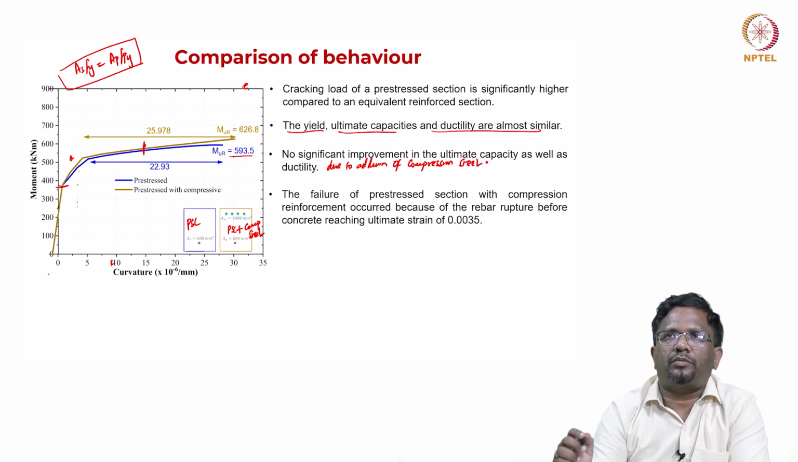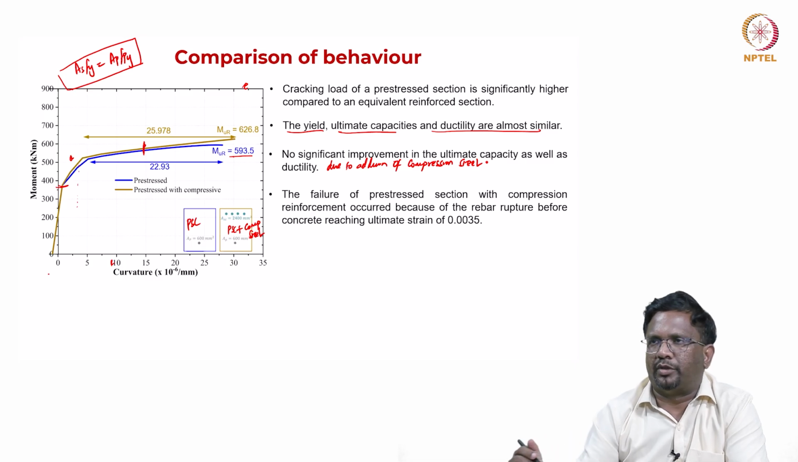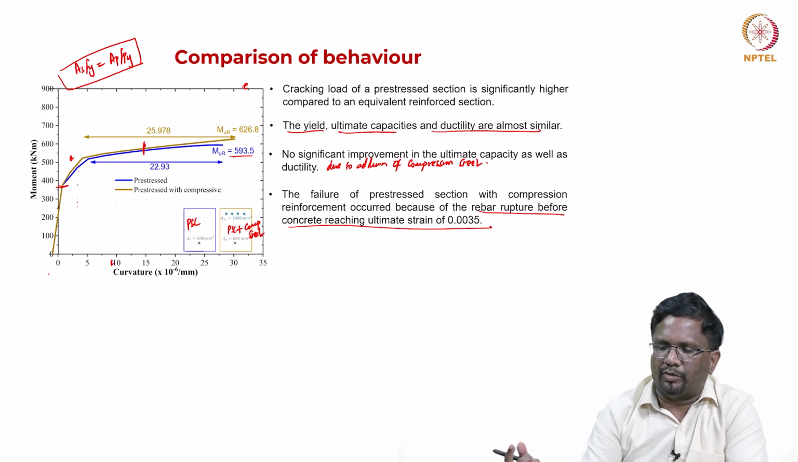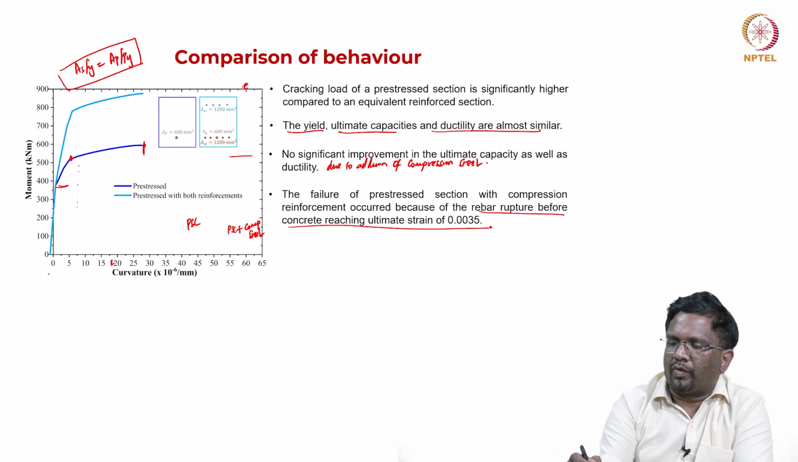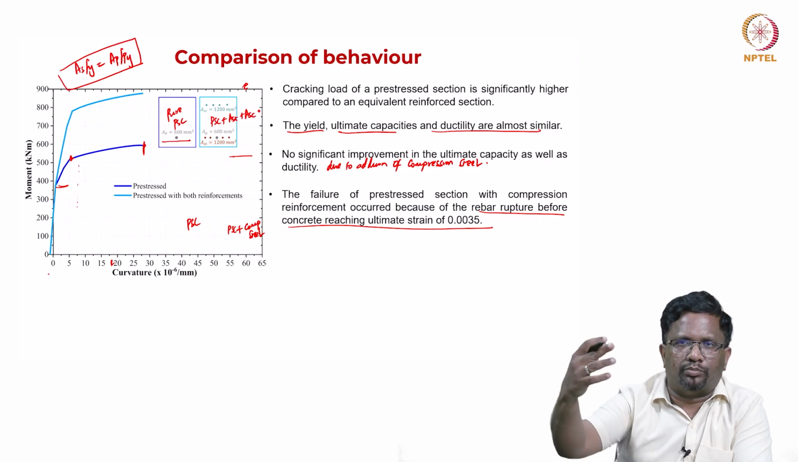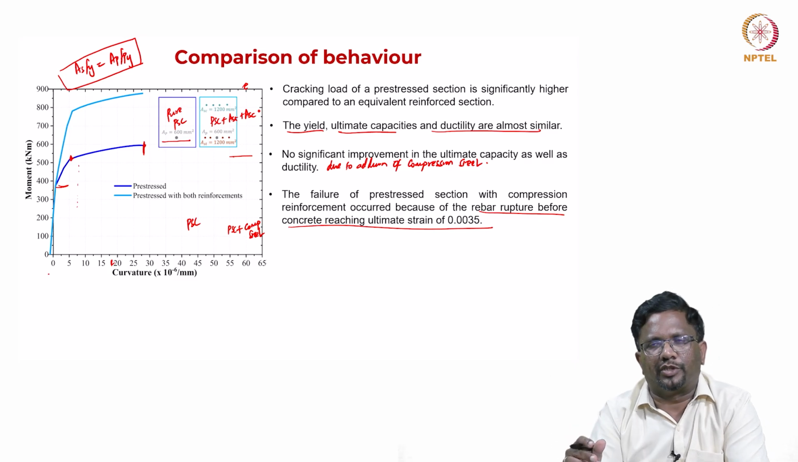Right. The failure of a pre-stressed section with compression reinforcement occurred because of the rebar rupture before concrete reached a failure strain of 0.0035. Now if we compare pure pre-stressed, again pure pre-stressed without any non-pre-stressed steel. Now I have pre-stressed steel plus AST plus AC. This I am strengthening further on the tension side as well as on the compression side.